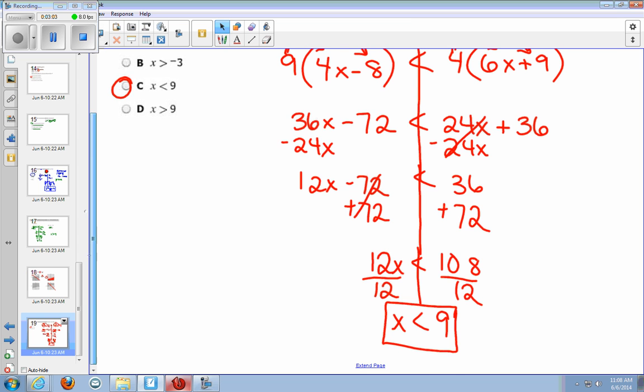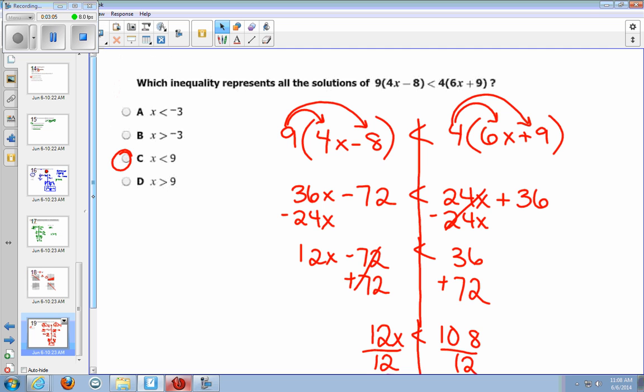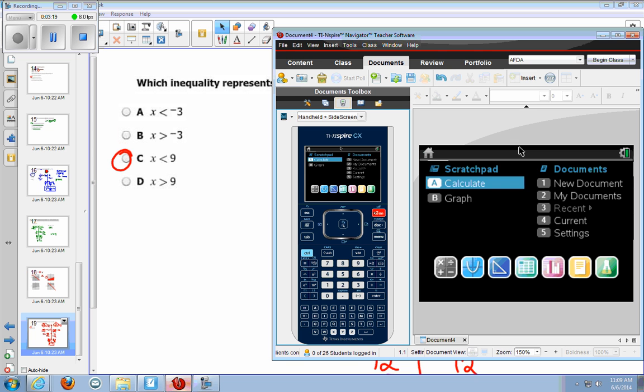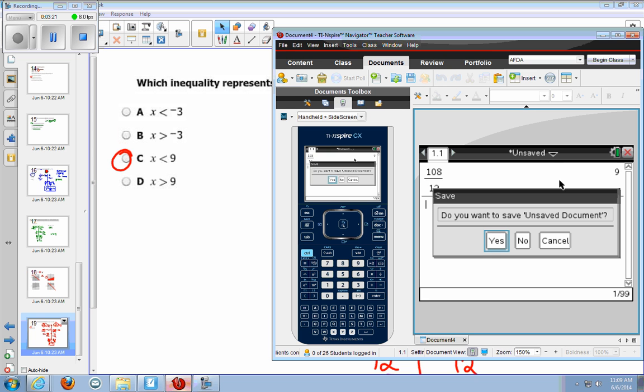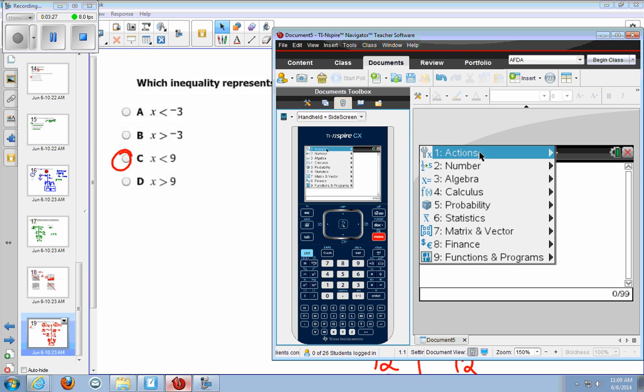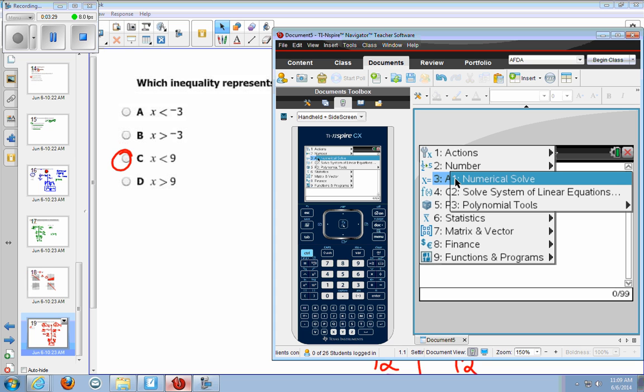Now, if you are using a TI Inspire, there's a very quick way to answer this question, or at least to eliminate 50% of the answers. If this was an equation that we were solving for x, there is an application in our calculator that allows us to do that. If I open a new document here, and I hit Menu, Algebra, I have 3 different solving mechanisms in my calculator.